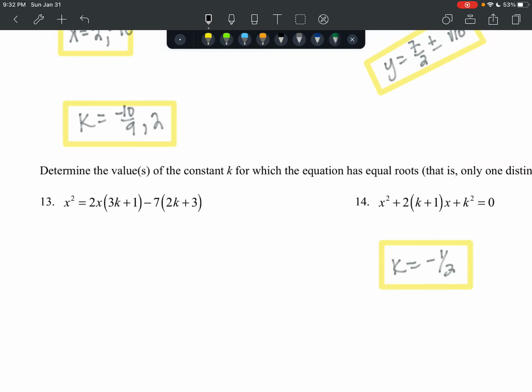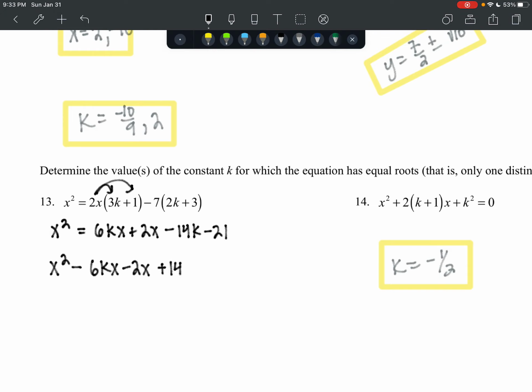In order to determine the value of the constant k so that the equation has equal roots, we really have to understand that whole completing the square concept. So when we complete the square, what's really happening? Well, if I distribute so that this looks a little bit clearer, x squared equals 6kx plus 2x minus 14k minus 21. And I bring everything over to the left-hand side. X squared minus 6kx minus 2x plus 14k plus 21 equals 0.